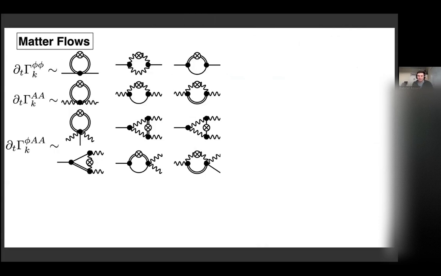Okay, so now something we all love, diagrammatic flows. You have 3 flows essentially to solve in this coupled system. A flow for the 2-point functions of the scalar field, the dark matter scalar field, of the gauge fields, and of this new dimension 5 operator, which has the dark matter candidate and the abelian gauge fields.